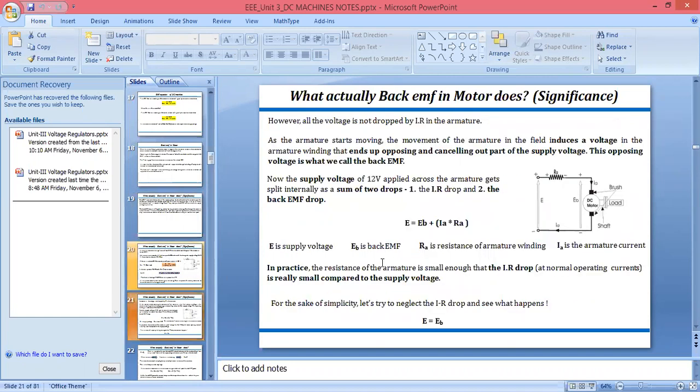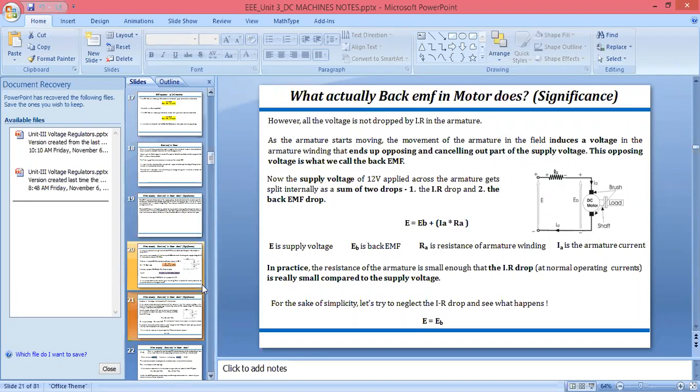So what we are saying here, the resistance of the armature winding we are taking very small, so that will create a very small drop as compared to the supply voltage. So we can neglect that value because the resistance value is very low. The voltage drop will also be very small compared with the supply voltage, so we can neglect that term and equate the equation as E equal to EB, to make our equation simple.